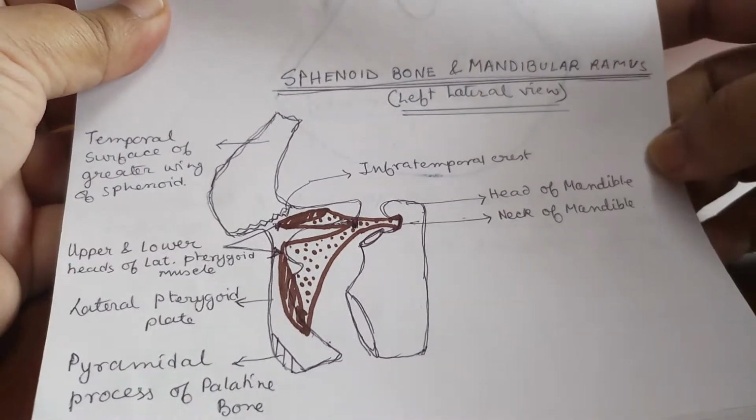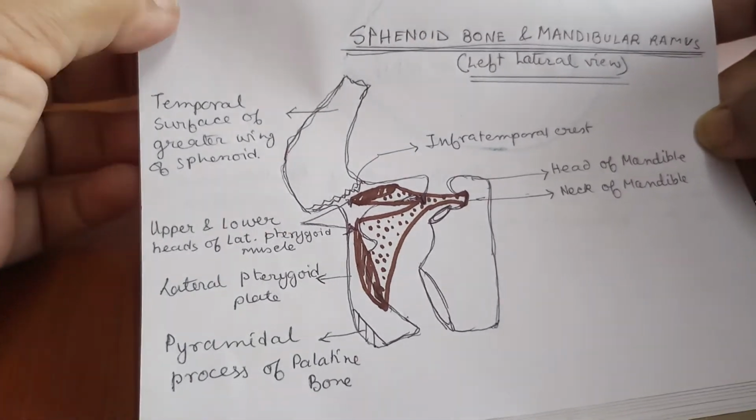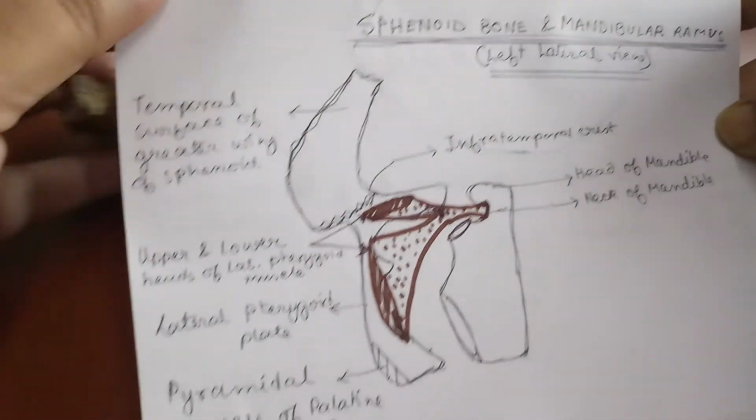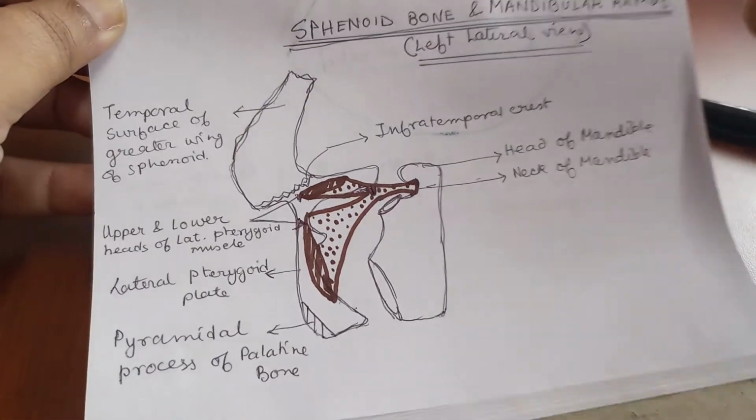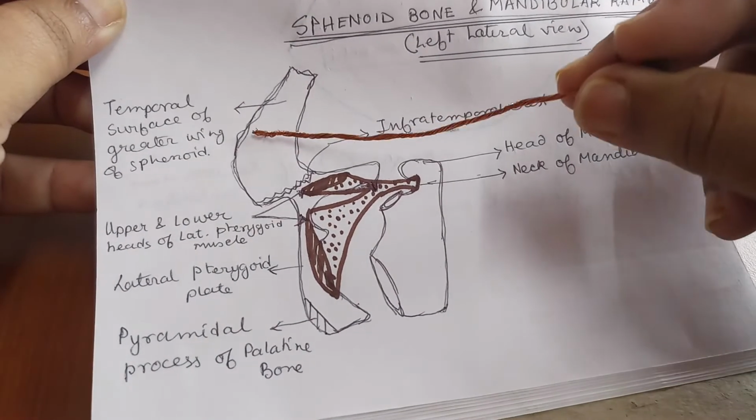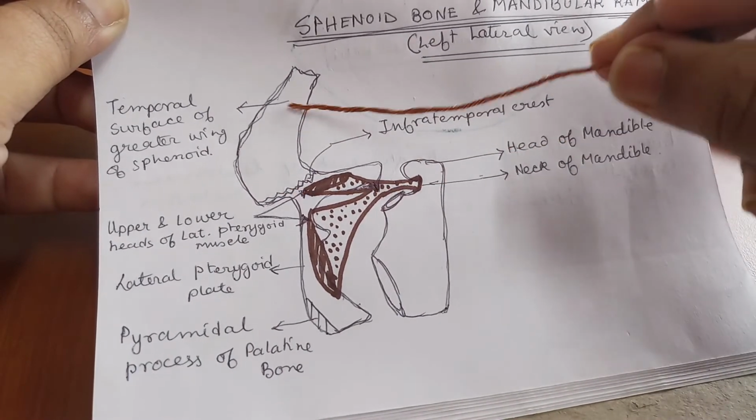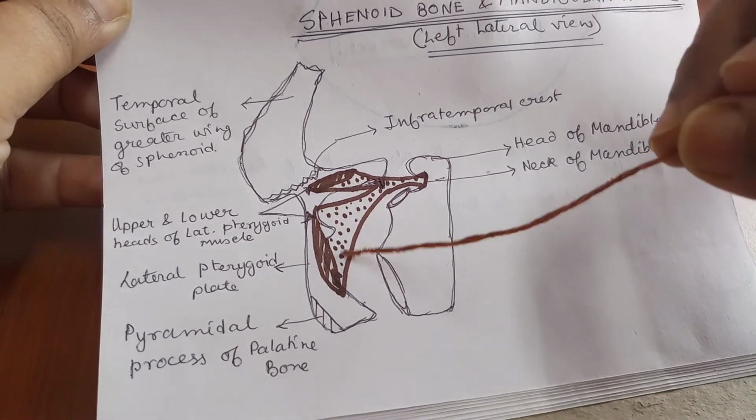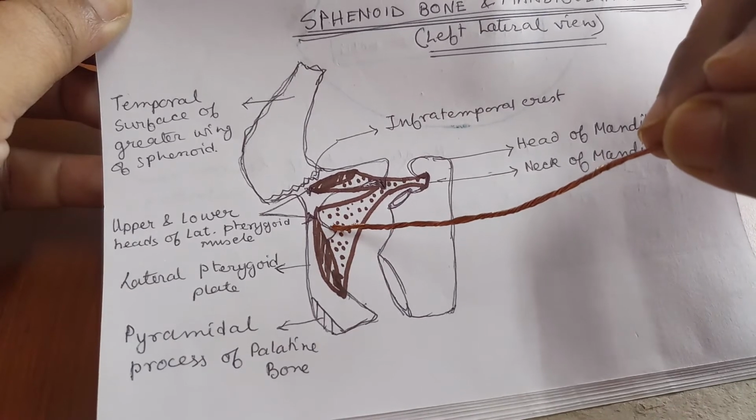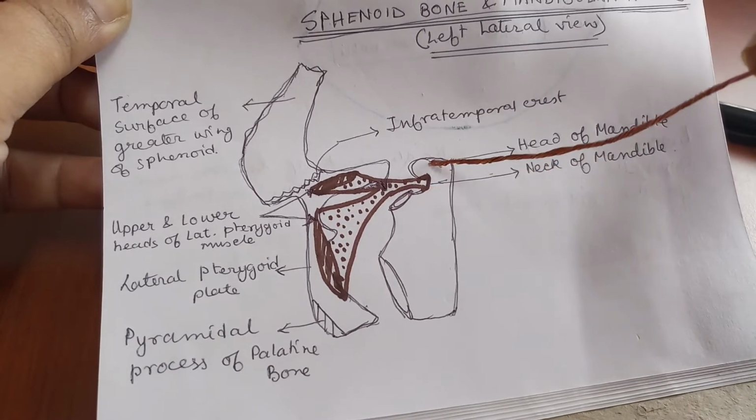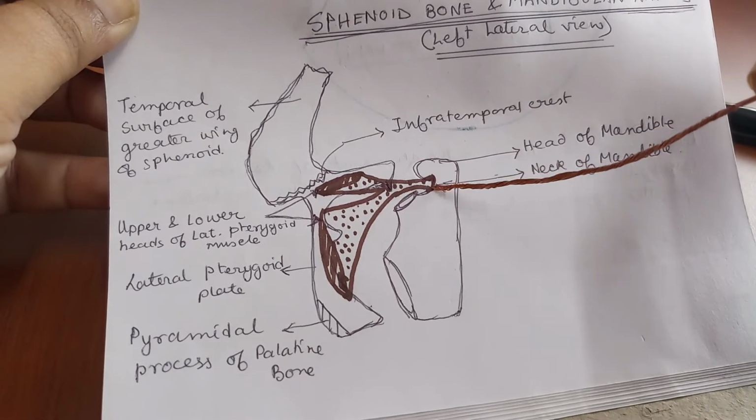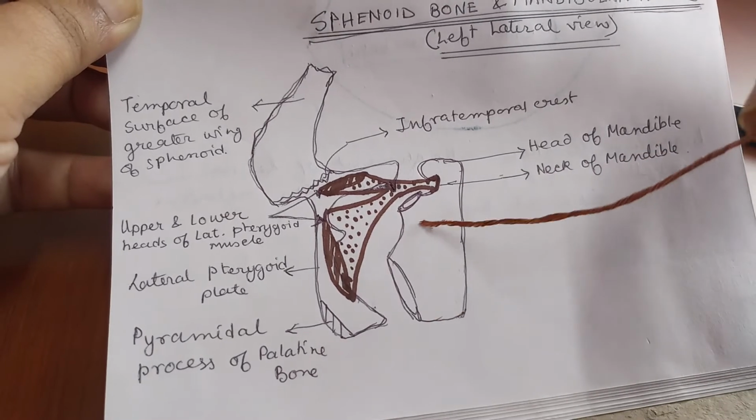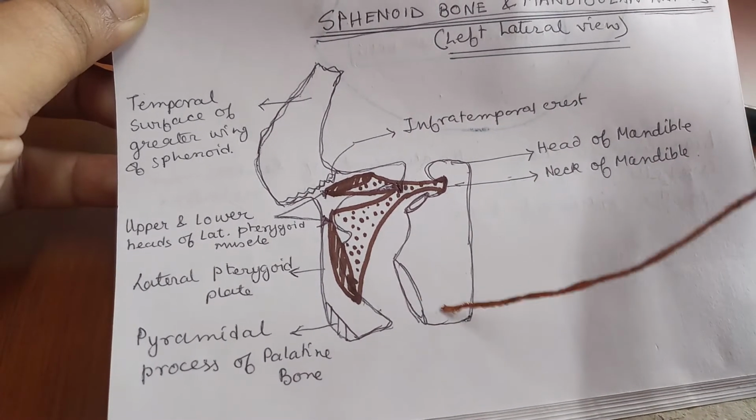So this is the relation of the sphenoid bone and the mandibular ramus we have tried to depict here. In this we have tried to draw the temporal surface of the greater wing of the sphenoid, and this one is the lateral pterygoid plate, and we are seeing here the tubercle. From here the pterygomandibular raphe will extend. This is the mandible. In the mandible we have schematically drawn the head of the mandible, the neck of the mandible, and this is the body and ramus extending downwards to the angle.